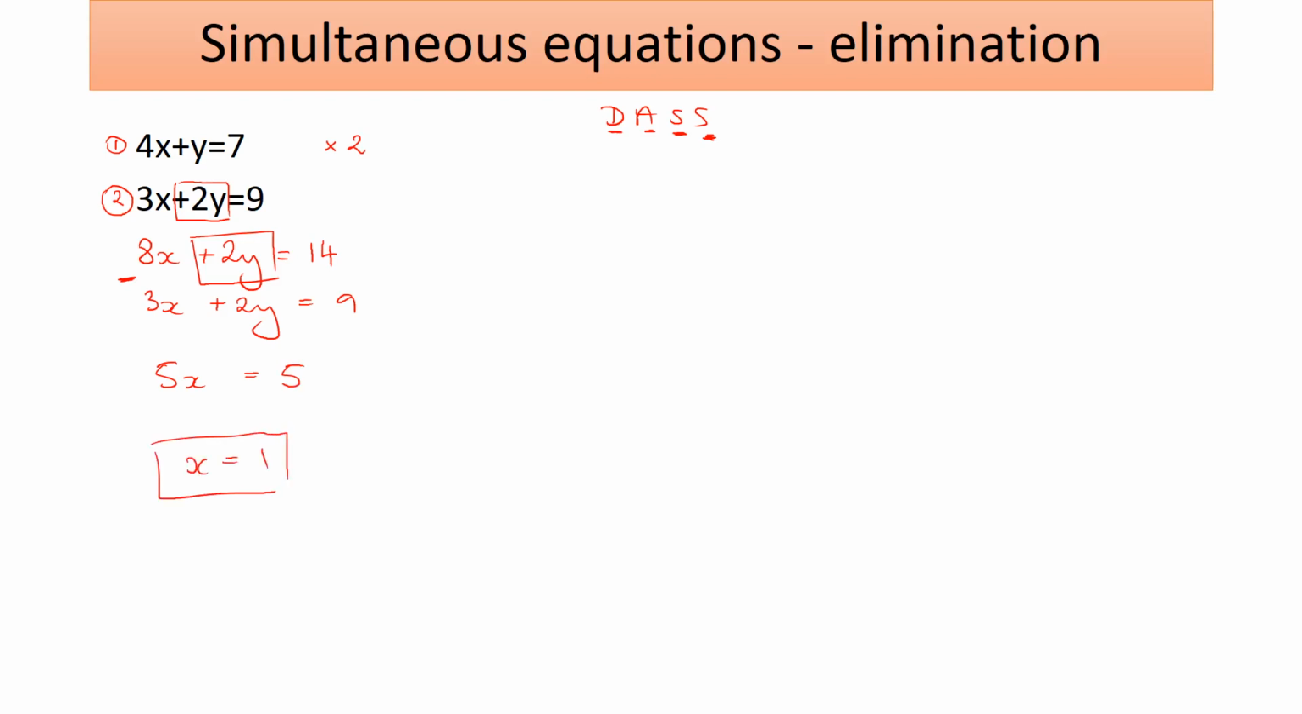And now I can use that value and substitute it in one of the equations. It doesn't really matter whether you choose the original one or the one where you multiplied by 2, you will still get the same answer. You could choose the second one as well. So that is 4 times 1 plus y equals 7, 4 plus y equals 7, so y equals 3.